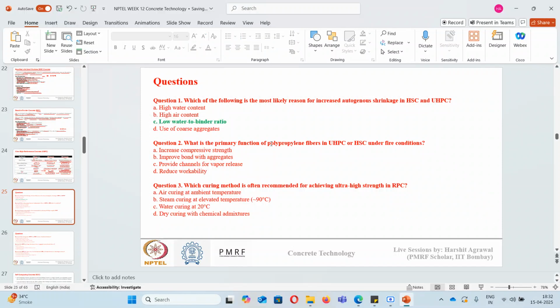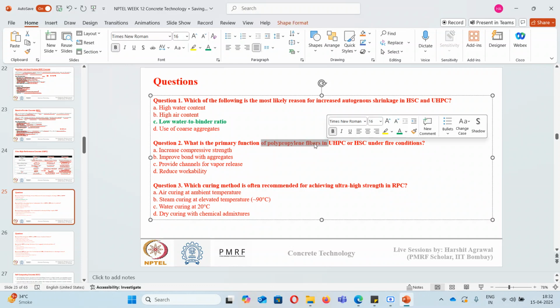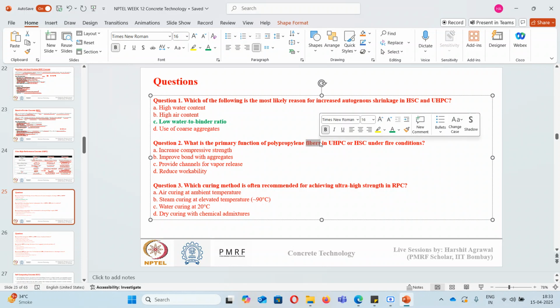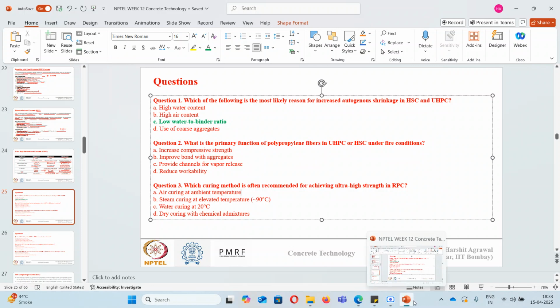Question number two: what is the primary function of polypropylene fiber or any kind of fiber in UHPC and high strength concrete under fire conditions? Suppose my high strength concrete or ultra high performance concrete is subjected to fire conditions, and I'm using fiber. So how can fiber help? We'll later on discuss fibers further also, but just try to think. There is a limitation with high strength concrete, that is fire resistance. How can fibers improve that? Does anyone know the answer?